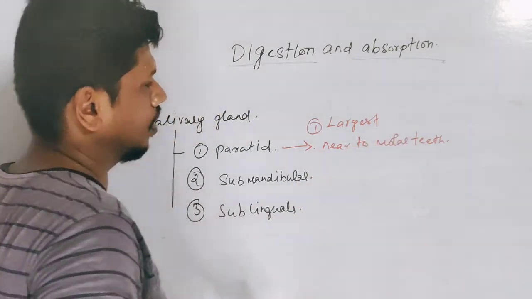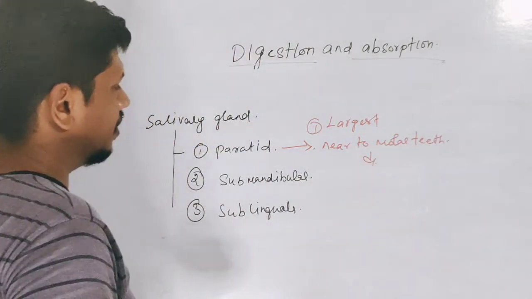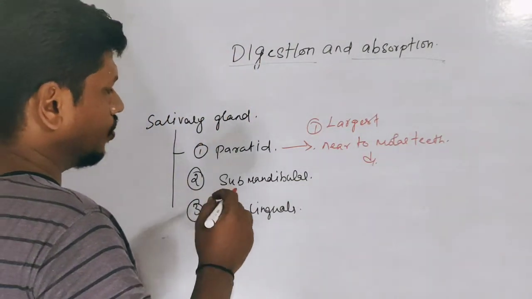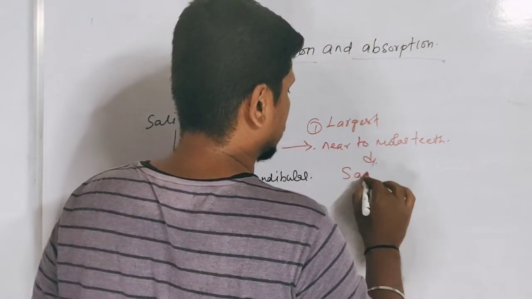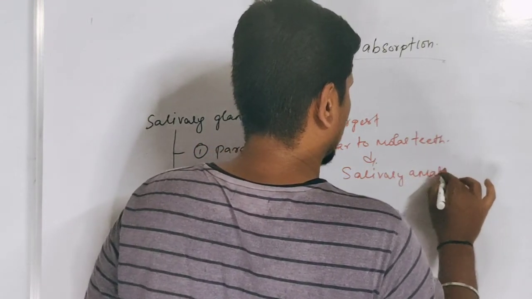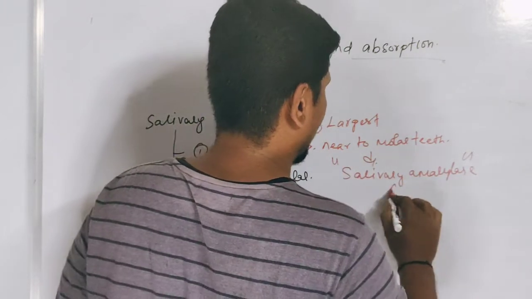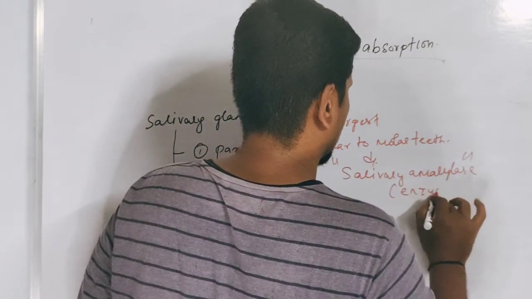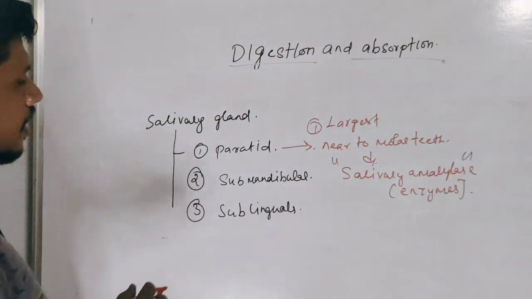Clear? Where it is located? Near the molar teeth. And one more thing, what is the purpose of it? It is going to give salivary amylase. Right? Salivary amylase is one of the enzymes, right? Try to remember. Salivary amylase. Yeah? And one more thing. Second one is what?